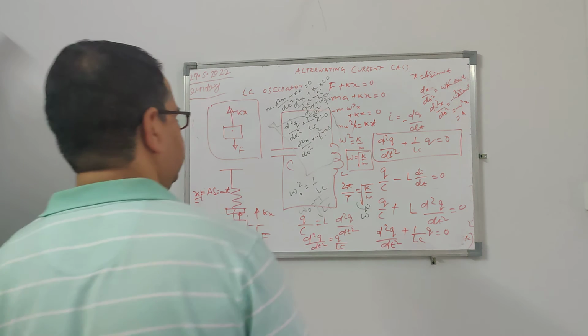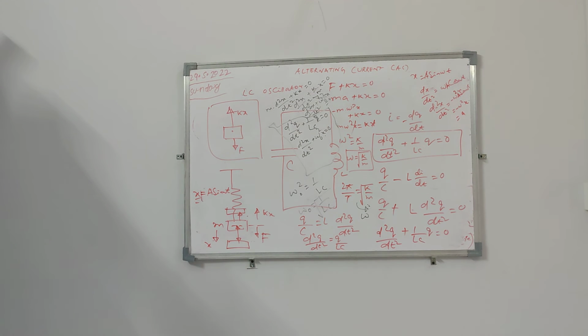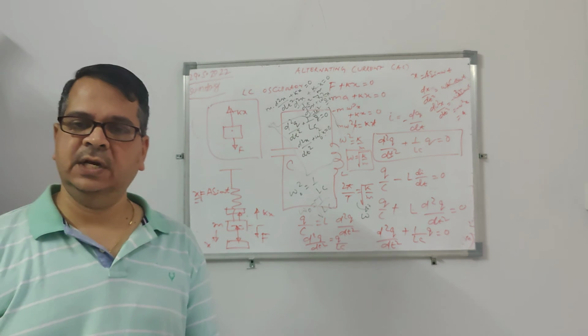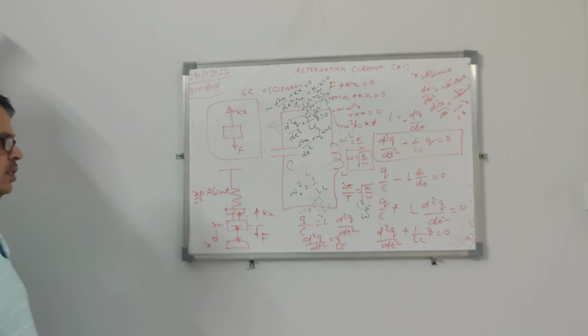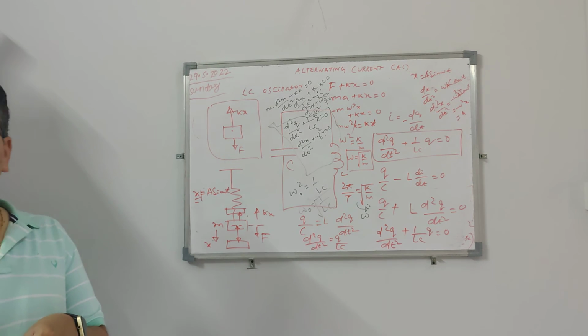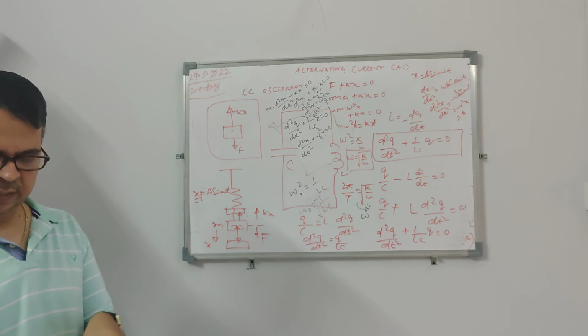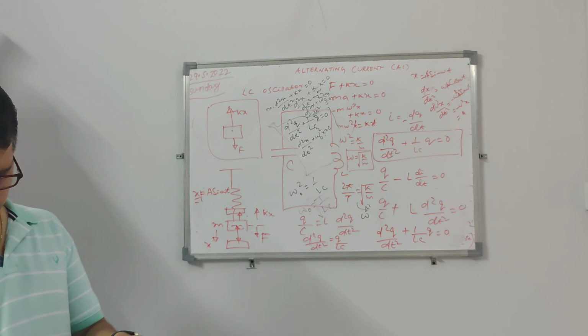So in your test, there can be a question: what is the frequency of an oscillator? The frequency of an oscillator is nothing but the square root of 1 by LC. Okay? Clear? Yes.